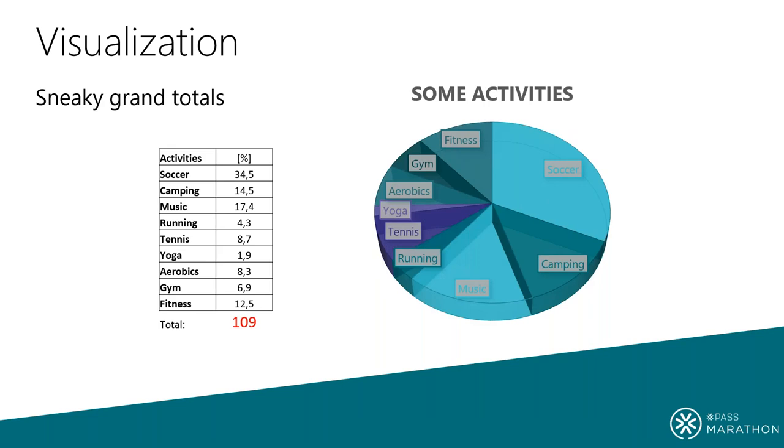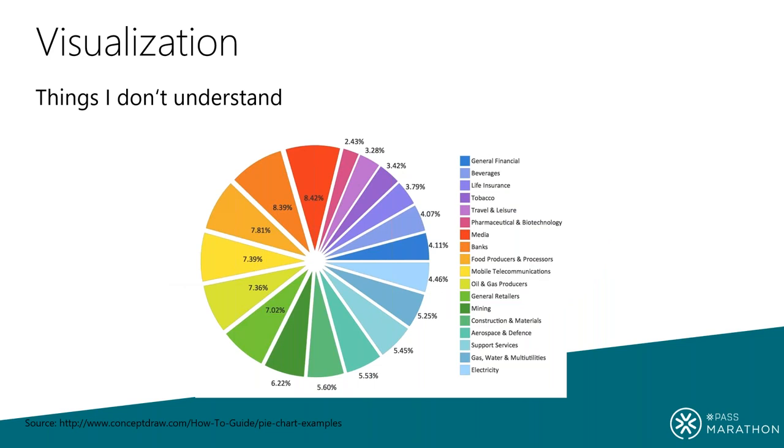The second thing is the sneaky grand totals. Pie charts are by themselves quite sneaky because they give you the effect of 100% since it's a circle. But in reality, in this case 109% is depicted on the graph, and this will inadvertently sway you and give you a wrong perception of your data. This is also something I don't understand: rainbow pie charts with way too many items and way too much colorization, because somebody did not take care of grouping the data sets together.